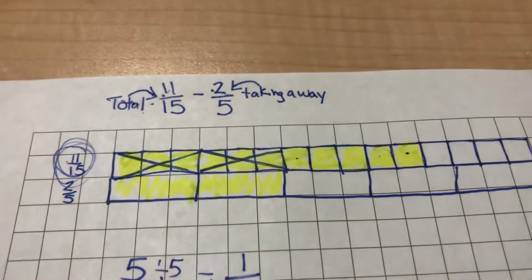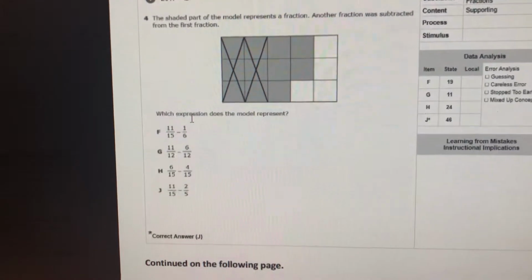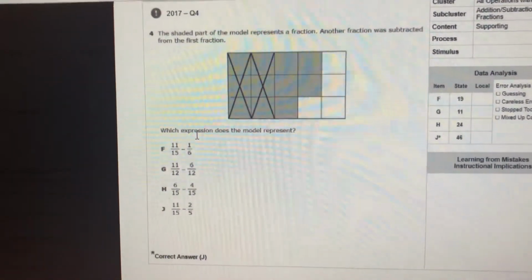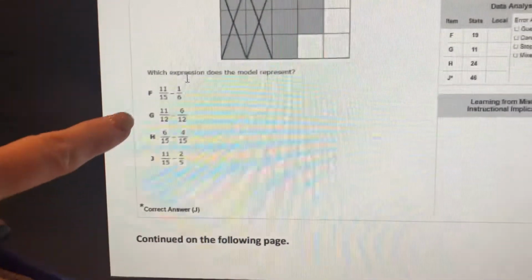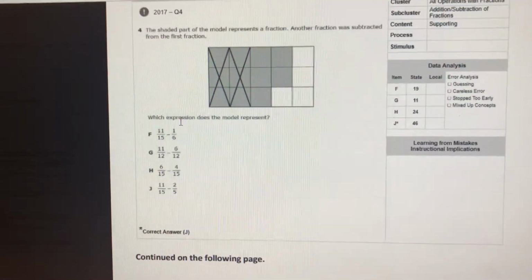Forget about the x's. Do we start with x's? No, the x's were after we took away. So they have to realize it's before the x's. So our total would be 11/15. I hope that helps. And even if they could just do that, they could take out G and H just knowing their total. Isn't that cool? I think so.